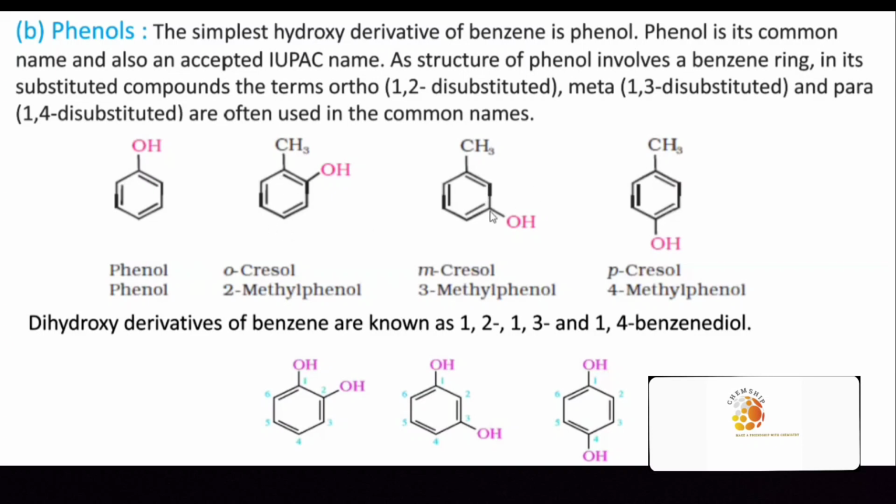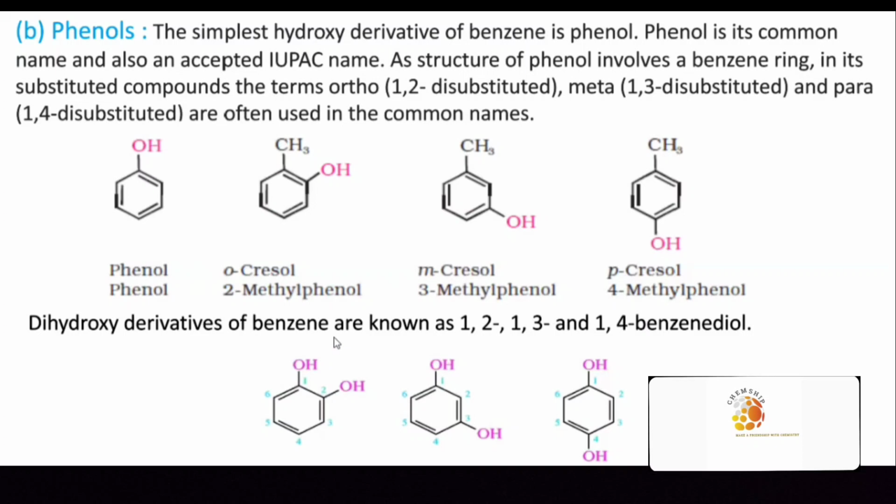If we come to this, this is first carbon, second carbon, third carbon. At third position, the methyl group is there, so it is 3-methyl. This group is phenol, no? So it is 3-methyl phenol. Like this, this is first, second, third, fourth. At fourth position, CH3 is there, so it is 4-methyl phenol.